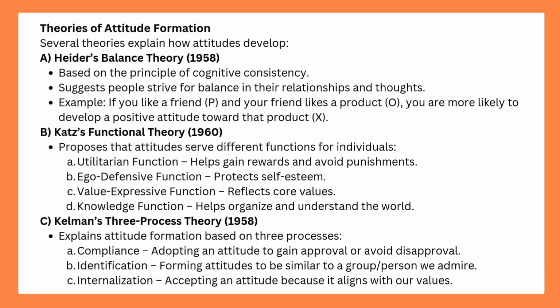Theories of attitude formation. Several theories explain how attitudes develop. A. Heider's balance theory, 1958. Based on the principle of cognitive consistency. Suggests people strive for balance in their relationships and thoughts. Example: if you like a friend, P, and your friend likes a product, O, you are more likely to develop a positive attitude toward that product, X.